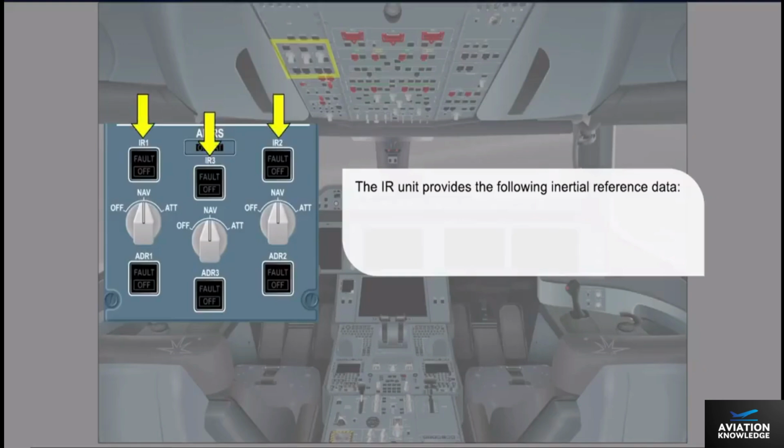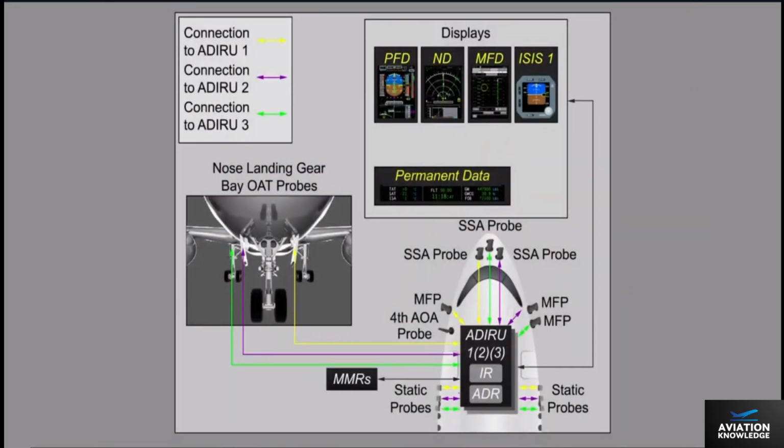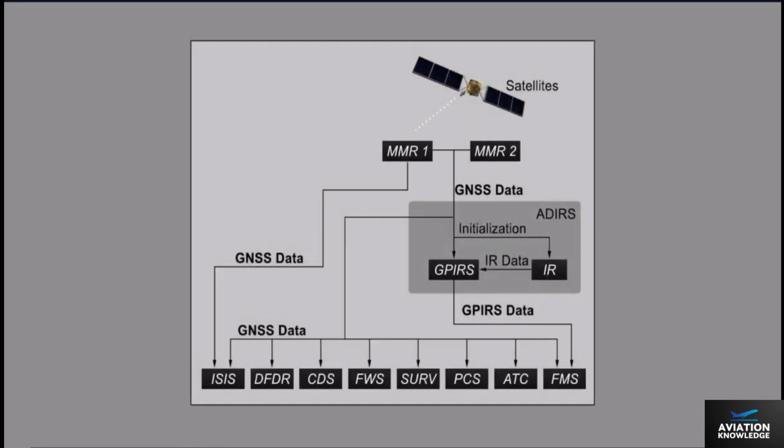The inertial reference units provide the following inertial reference data: navigation information, attitude information, and heading information. Each inertial reference unit uses data from its internal gyrometer and accelerometer sensors. Each inertial reference unit also receives Global Navigation Satellite System GNSS data from both multi-mode receivers, MMRs, for initial alignment and for the computation of the Global Positioning and Inertial Reference System GPIRS position.